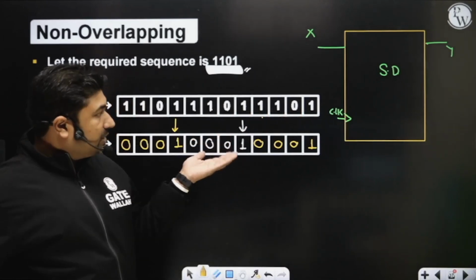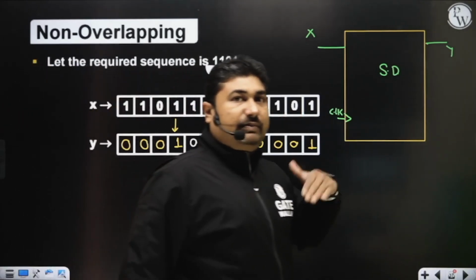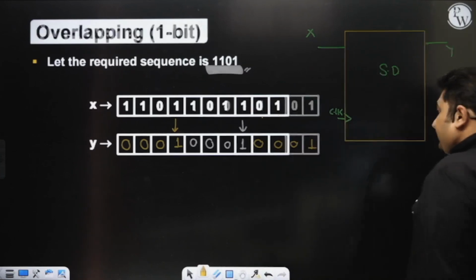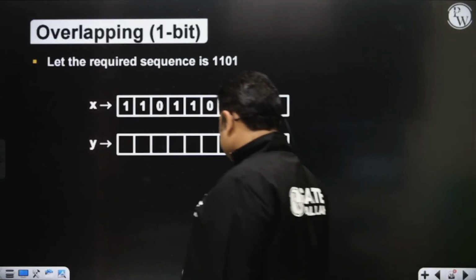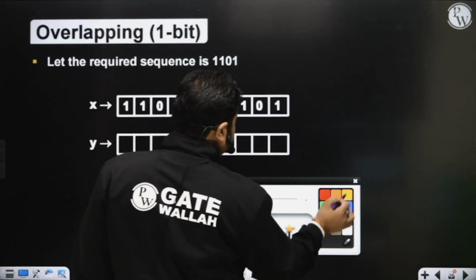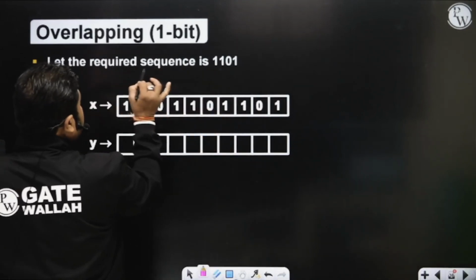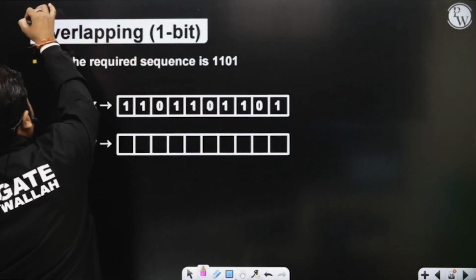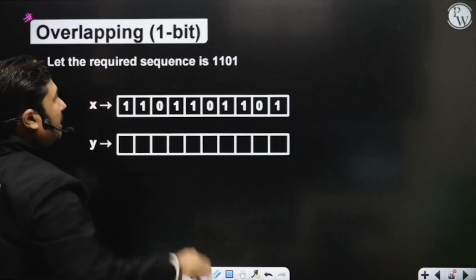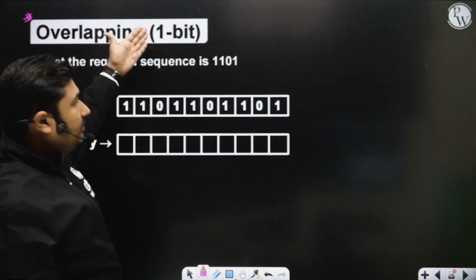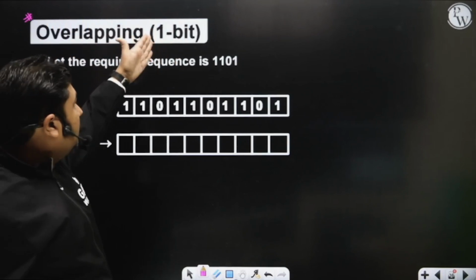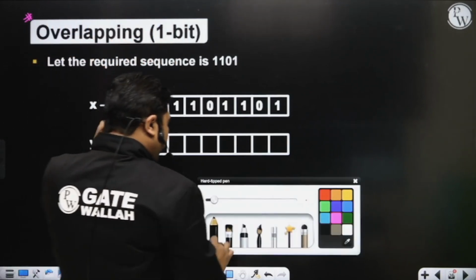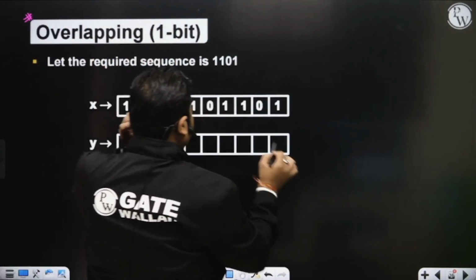Hoping you are able to understand non-overlapping. Now let's talk about overlapping. Overlapping may be by 1 bit, maybe by 2 bits. So let us now discuss the overlapping sequence detector. In the case of non-overlapping, we know that.